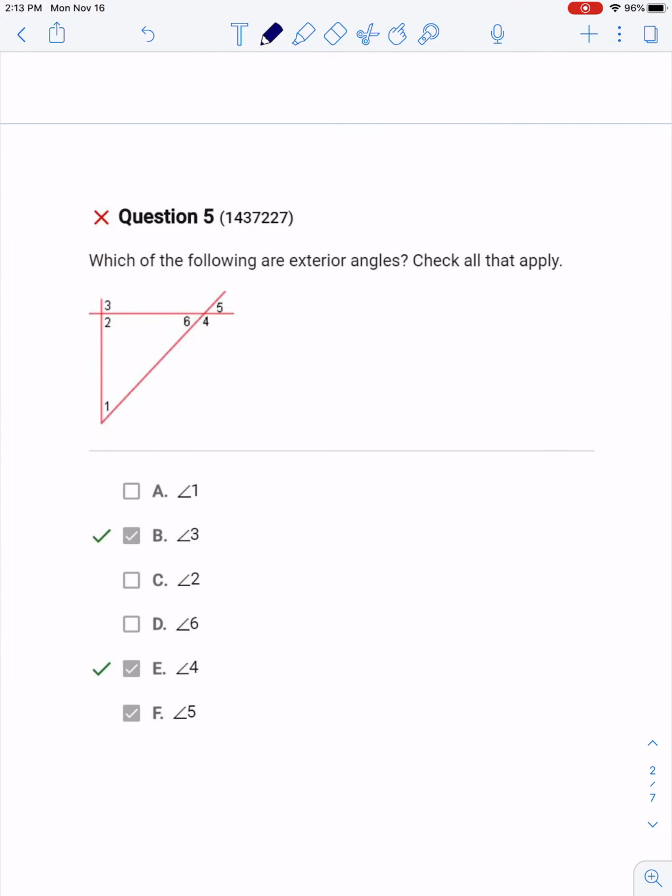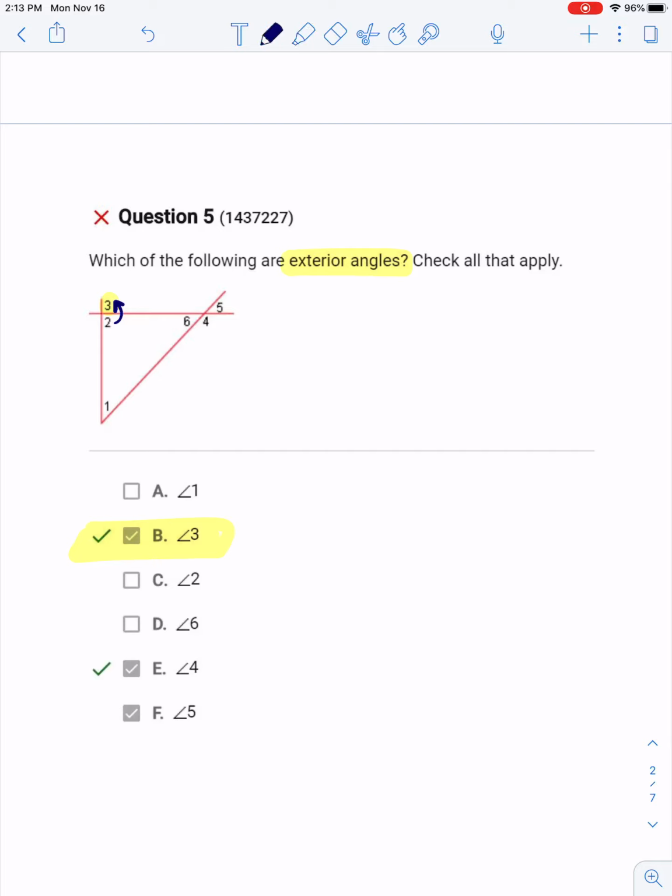Okay, which of the following are exterior angles? So exterior angles are any angles that are on the outside of my triangle that make a straight line or a linear pair with one of the interior angles. So for example, angle 2 and angle 3, I'm going to erase that, I'm sorry. So angle 2 is inside. It's paired with angle 3 on the outside. So angle 3 is an exterior angle, okay?